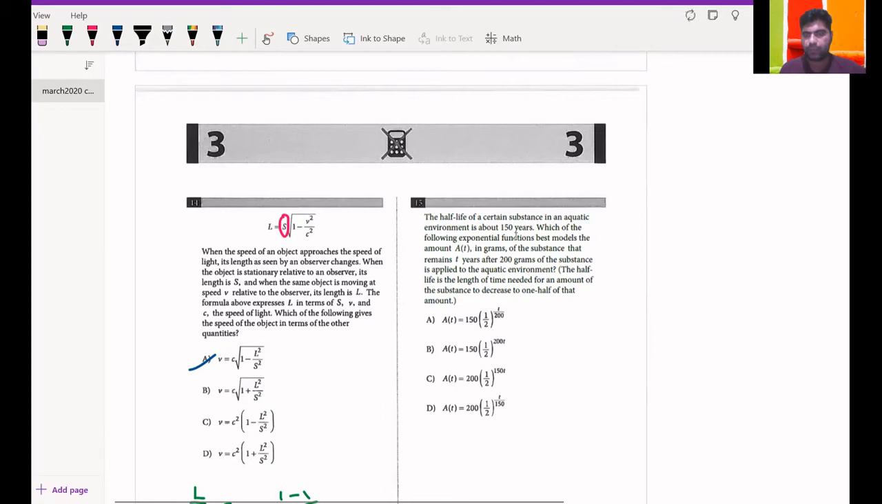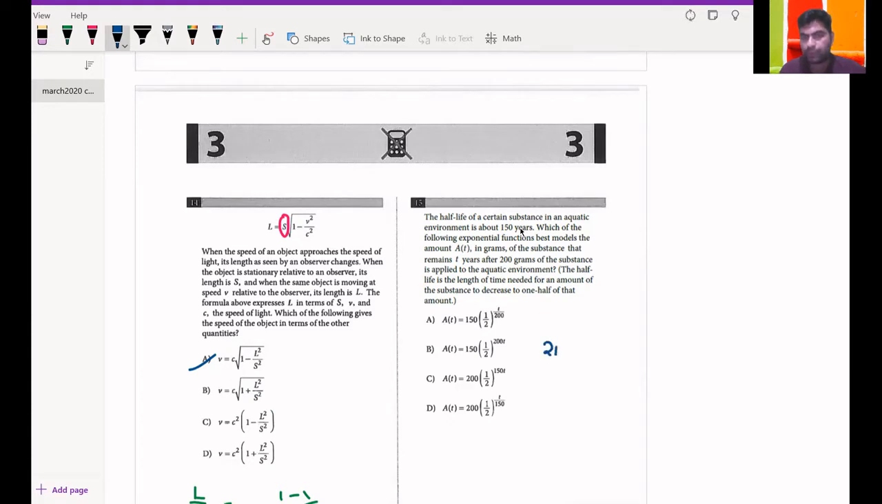Half-life is about 150 years. The meaning of half-life is, if I weigh 100 kg, in 150 years I'll be weighing 50 kg. So my weight would become half. So the time it takes for some weight to reduce to half is the half-life. So the model has 200 grams of the substance.